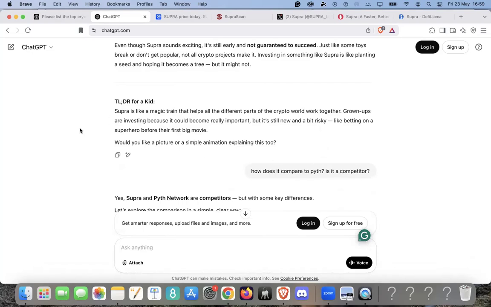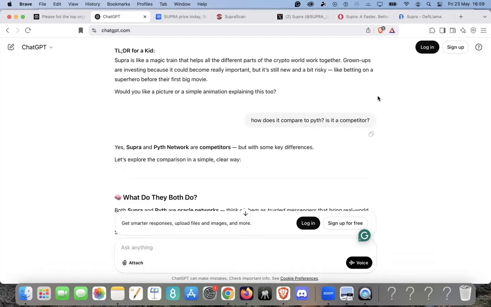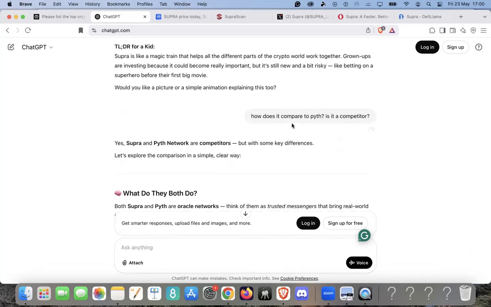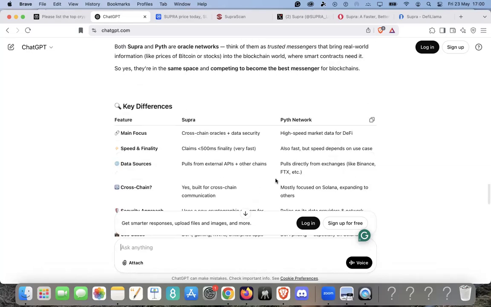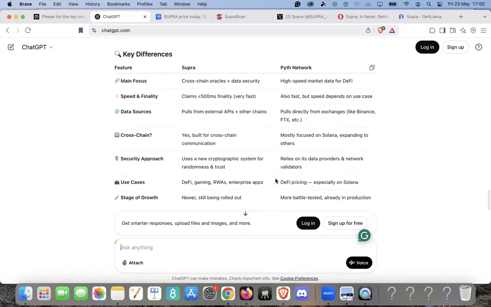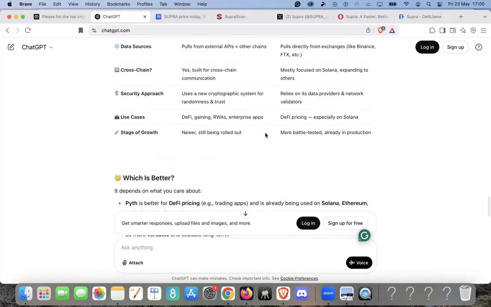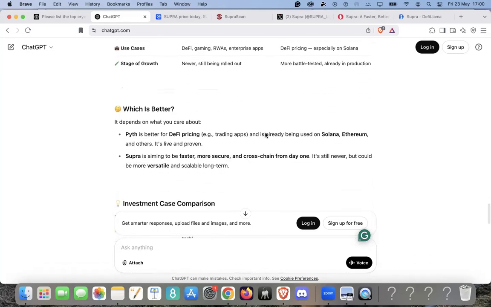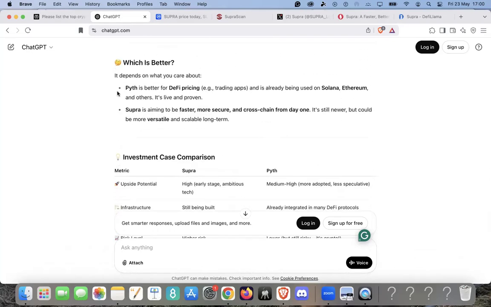Now, it dawned on me when I read through this, it was very similar sounding to Pyth that I reviewed just yesterday. So I said, how does it compare to Pyth? Now, effectively, without reading you everything, they're very similar, but not quite the same. They solve different problems within this infrastructure, but on paper, they are competitors. So let's just go down to here. It says, which is better?